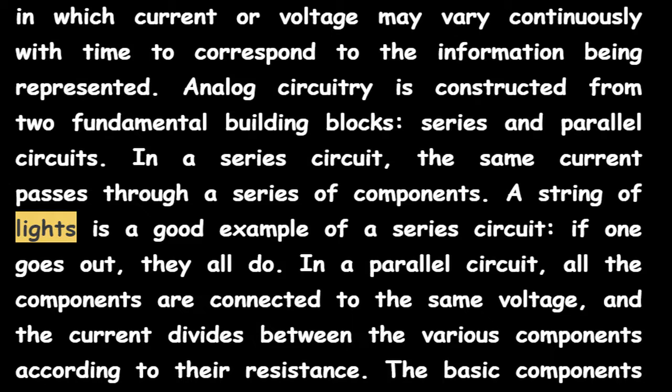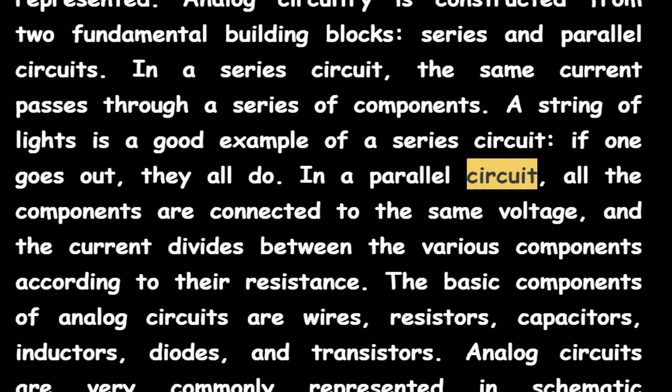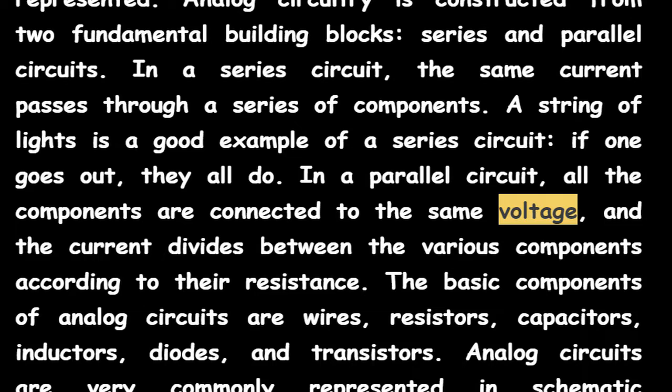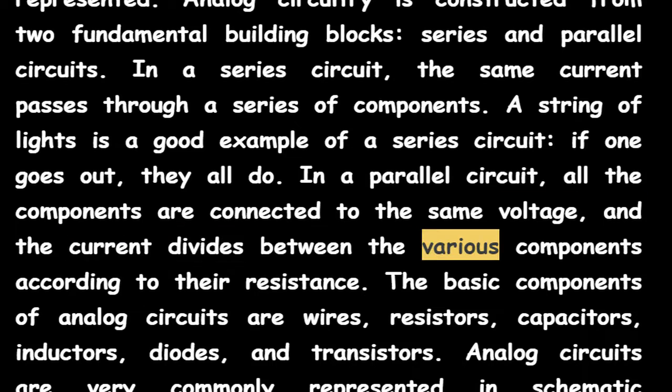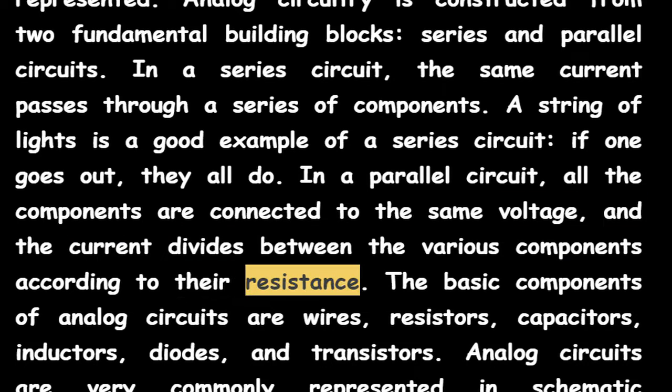A string of lights is a good example of a series circuit. If one goes out, they all do. In a parallel circuit, all the components are connected to the same voltage, and the current divides between the various components according to their resistance.